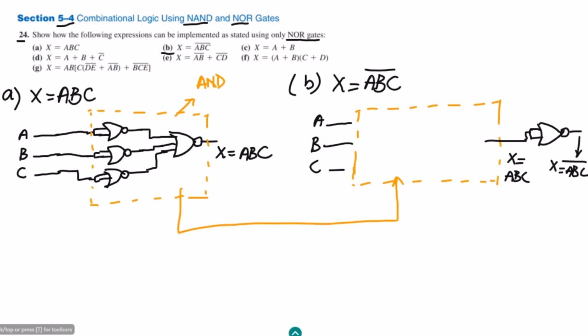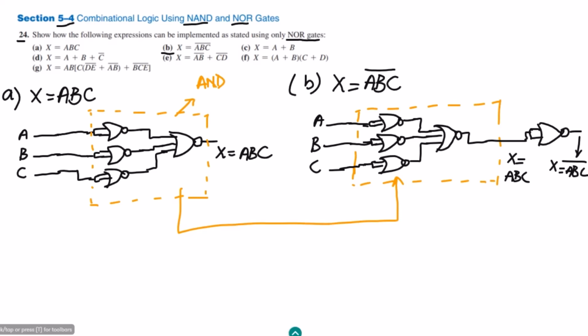Let me draw all these gates here. Again we would have three NOR gates: first, second, and third NOR gate. The inputs of them are combined together, and the outputs of these three gates are given to the three input NOR gate. So this is the solution of part B.